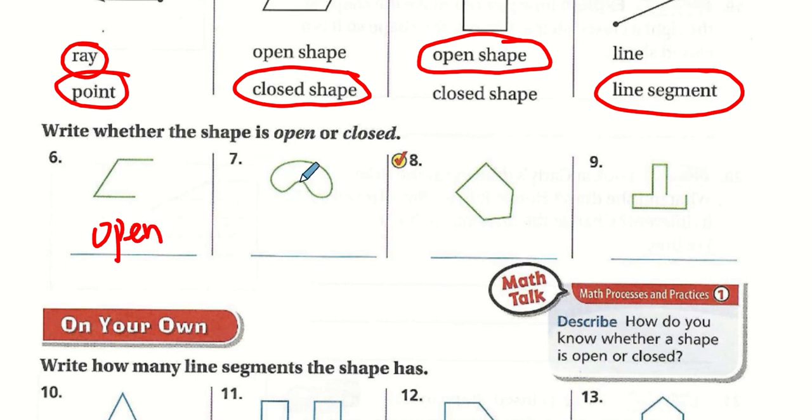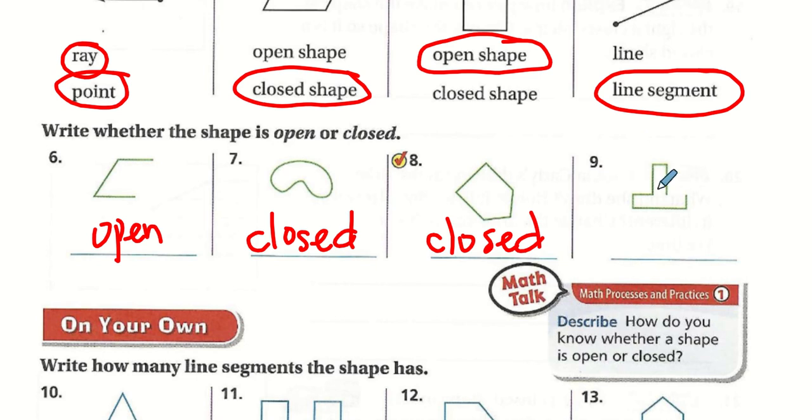Okay, number 7, you can see the whole thing is connected. There's no gaps getting in it. So that one is a closed shape. Number 8, you can also see there are no gaps. All the lines are connected. They started and stopped at the same point, which means this one is also closed.